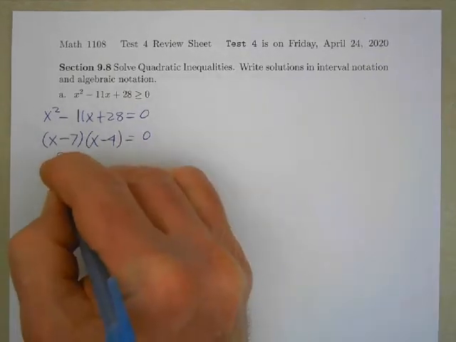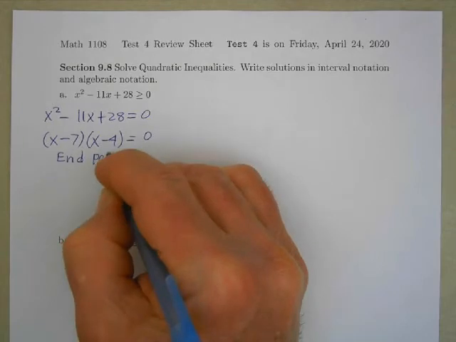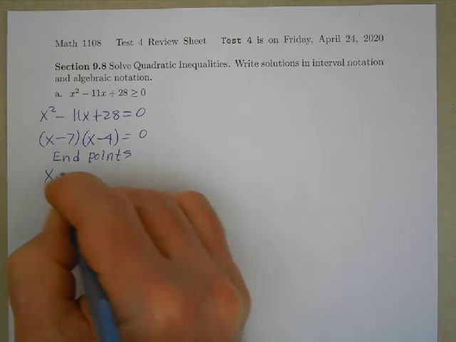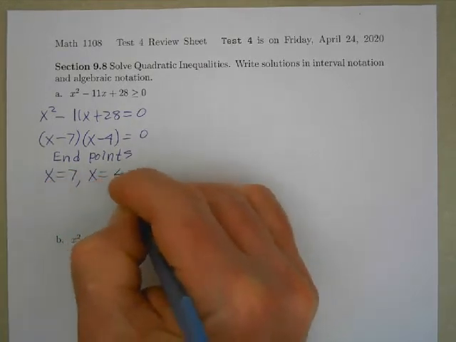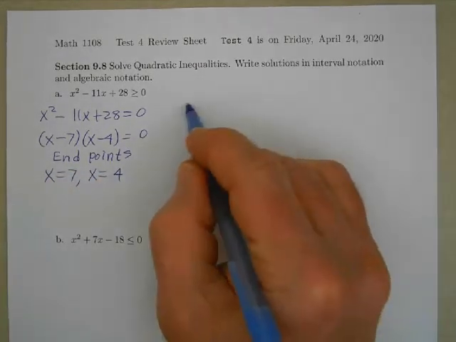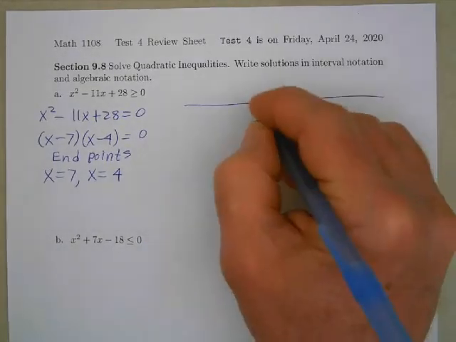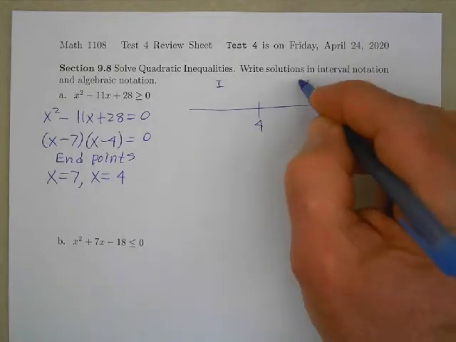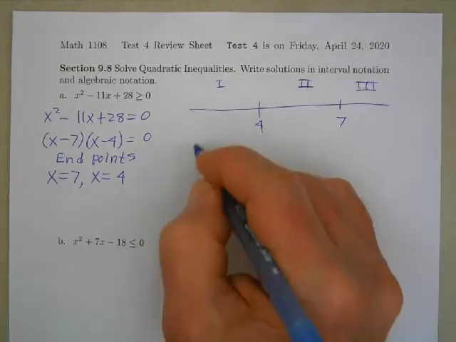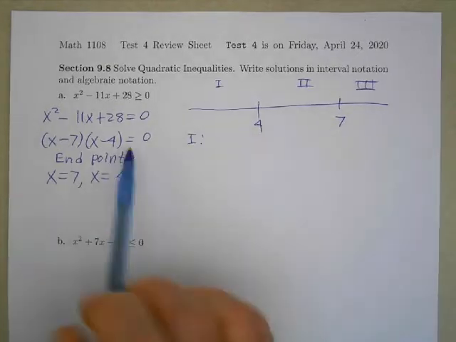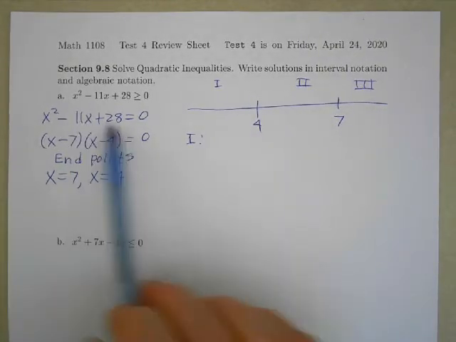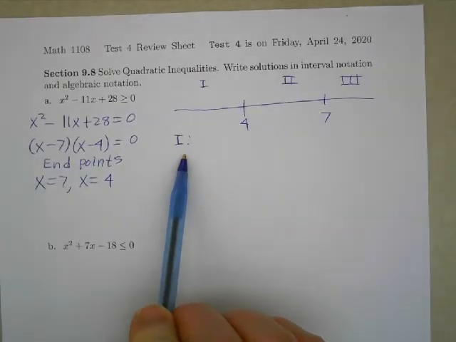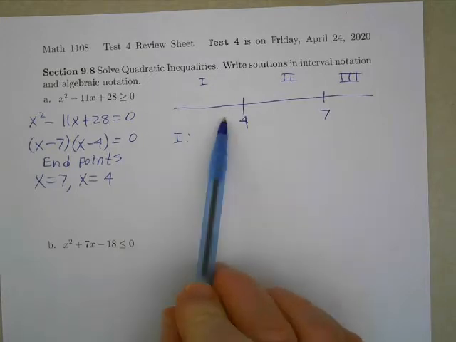So the endpoints of the intervals, the endpoints that divide the number line into separate intervals, are x equals positive 7 and x equals positive 4. So on the number line, we plot the numbers 4 and 7. They divide the number line into 3 separate intervals. And then we pick a test point from each interval. And in the inequality, replace x with the test point and check to see if the resulting inequality is true or false. In the first interval, we can pick any number less than 4.